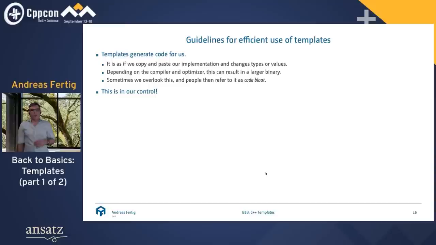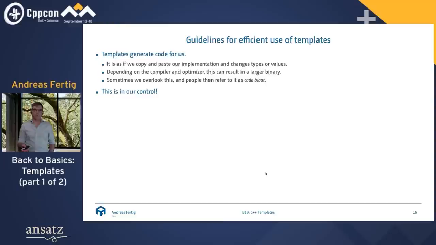Now, because the time is slightly running out, let's talk about guidelines for efficient use of templates. Templates generate code for us. So it's the same as if we were copying and pasting our implementation and just changing types or values. And that means that the resulting binary can get larger, of course. Maybe the optimizer throws away a couple of these bloats, but it doesn't have to. Sometimes we overlook this fact, and then people refer to it as code bloat when it comes to templates, because for templates, the compiler does this for us.